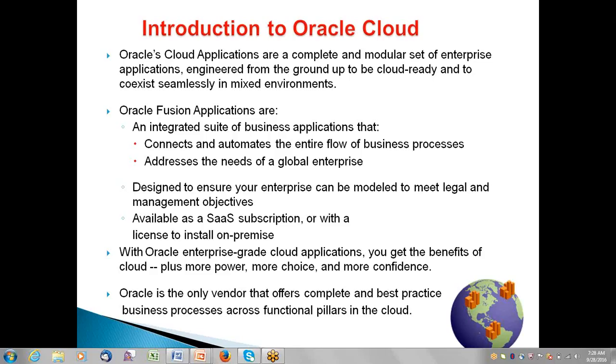So Oracle Cloud applications are a complete and modular set of enterprise applications. When we say complete and modular, that means Oracle has given the cloud applications to the customers in the market with a complete solution. Your business may require HRMS, your business may require financials, your business may require procurement, your business may require CRM. So Oracle has got all the solutions. It's not that you buy only Oracle HCM and finance, and we don't provide anything for procurement, we don't provide anything for customer relationship management. It's not half or something like that.